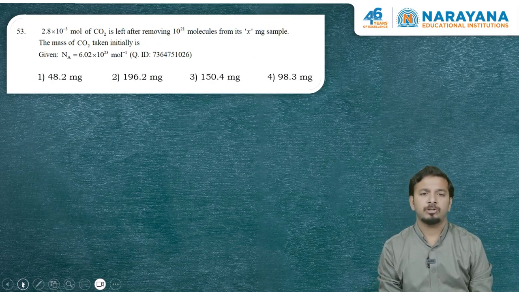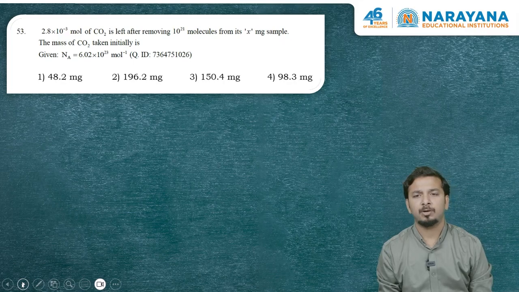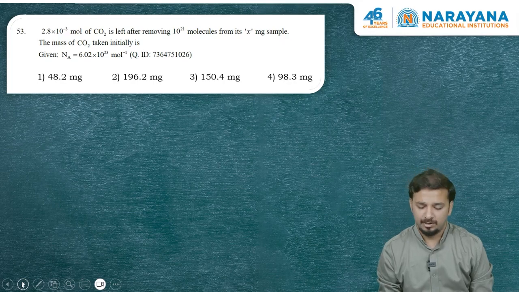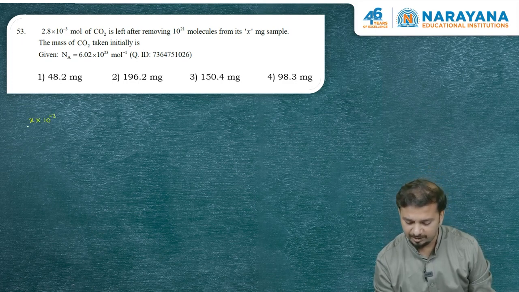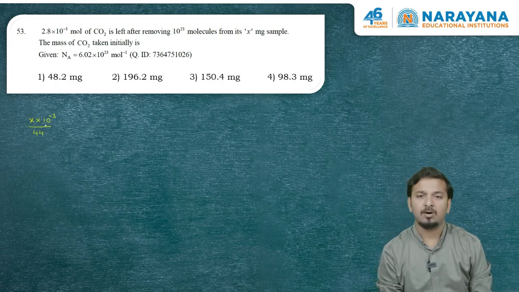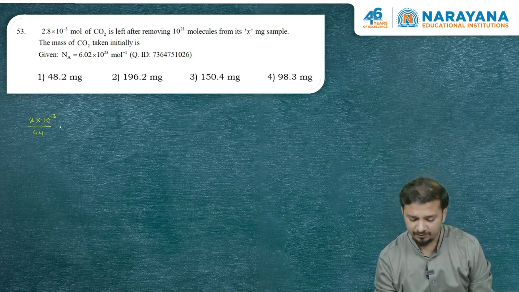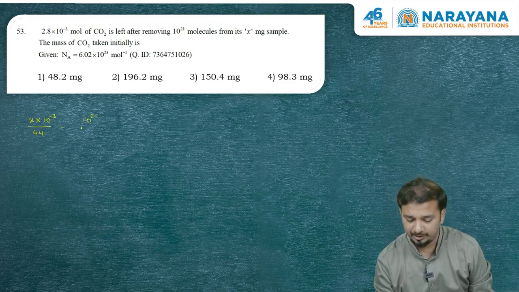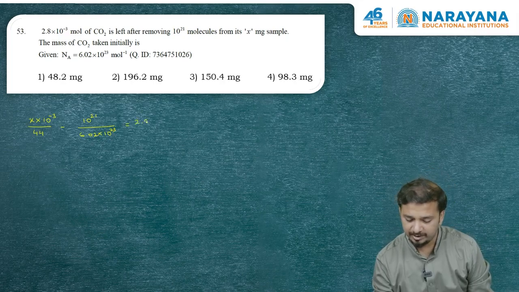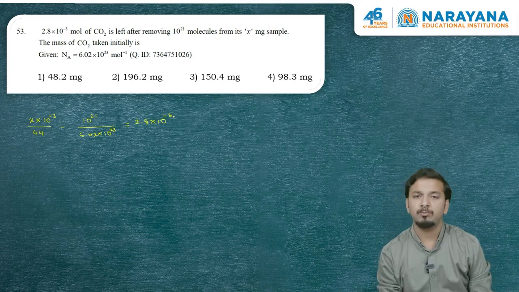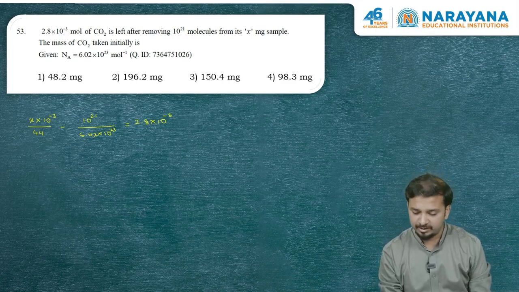Moving to the next question. The question is: 2.8 into 10 raised to the power minus 3 mole of CO2 is left after removing 10 to the power 21 molecules from its x milligram sample. The mass of CO2 taken initially is. Let's say we have x milligram, it means x into 10 to the power minus 3 by 44 moles of CO2 was present initially, and from this we are removing 10 raised to the power 21 divided by 6.02 into 10 raised to the power 23 moles of CO2. After removal of this they are saying that 2.8 into 10 raised to the power minus 3 moles of CO2 is left. So we have to solve this equation to get the value of x.